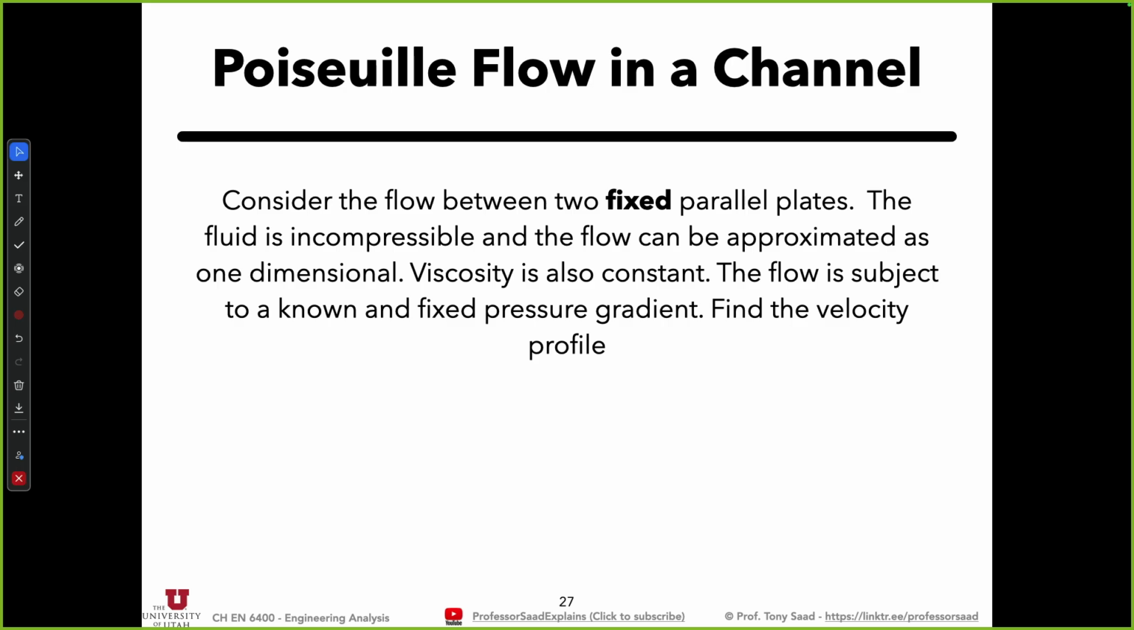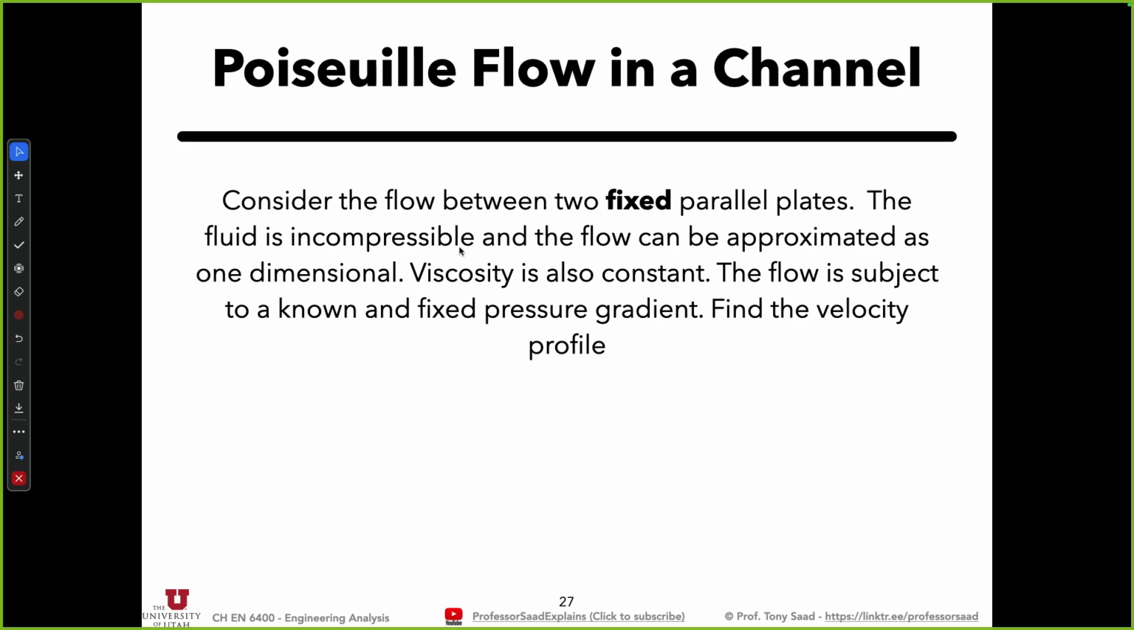So consider the flow between two fixed parallel plates. The fluid is incompressible and the flow can be approximated as one-dimensional. Viscosity is also constant. The flow is subject to a known fixed pressure gradient. Find the velocity profile. That's all I need to give you about this problem. Of course, I'll tell you the channel height is h, and you figure out what coordinates you need to use.